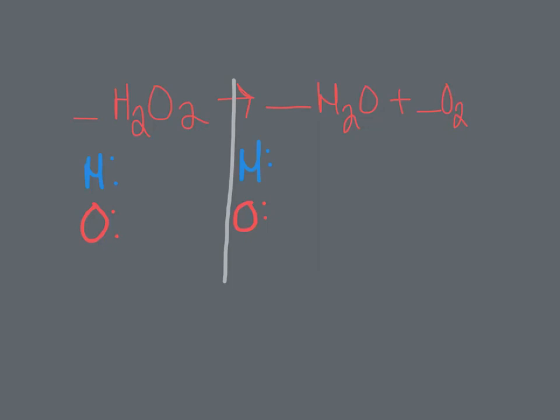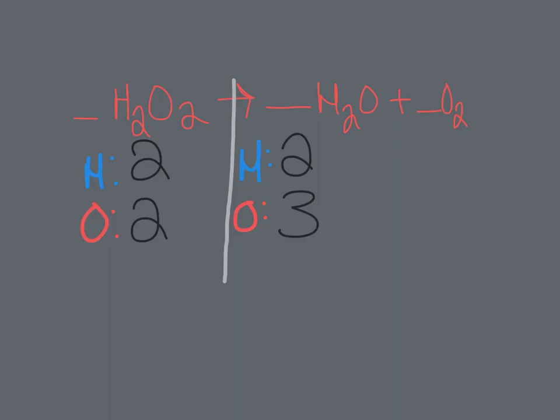In this equation, we start out with 2 H's and 2 O's on one side, 2 H's over here, and 3 O's, because there are 2 over here and 1 over here. So 2 plus 1 equals 3. Then we need to get the O's to be balanced on both sides.